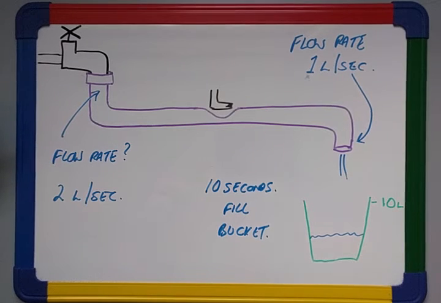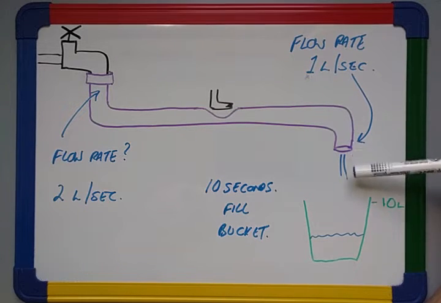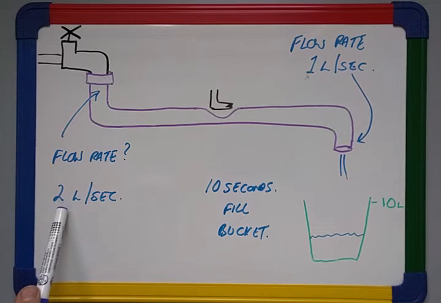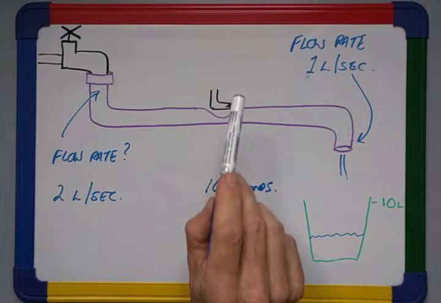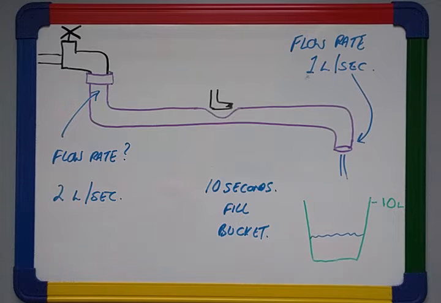That's straightforward enough. The interesting question is, what is the flow rate here? Now think about that for a moment. We've got a 10-litre bucket filling in 10 seconds, so the flow rate here must be 1 litre per second. Every second 1 litre falls out of the end of the hose into the bucket. Here we used to have a flow rate of 2 litres per second. Now we're not so sure. So now that someone has stood on top of the hose, the question is, what is this flow rate?